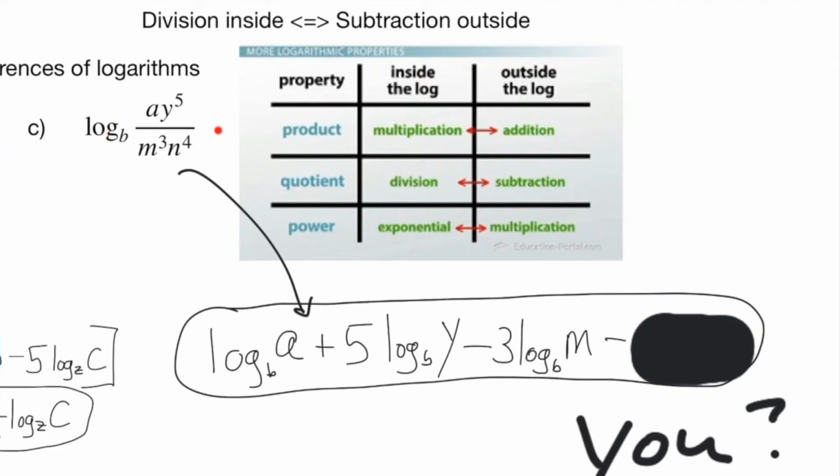Here, we've got this giant messy expression, and we're just going to separate it into 4 different terms for the 4 different variables. 1, 2, 3, 4. This is a right here. Y to the 5th becomes 5 log b y. M to the 3rd becomes log b of m with a 3 out in front. And notice that because it's in the denominator, we're subtracting. And I want you to tell me what the last one is.